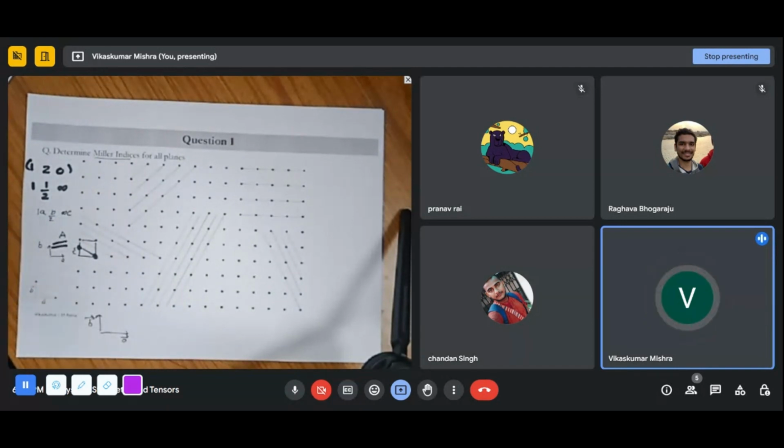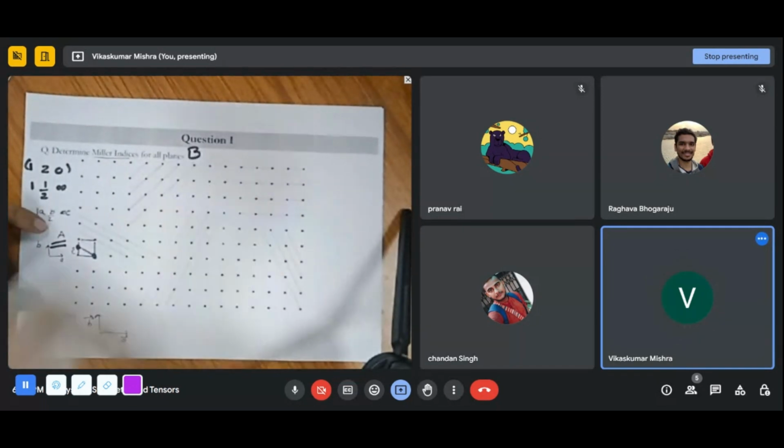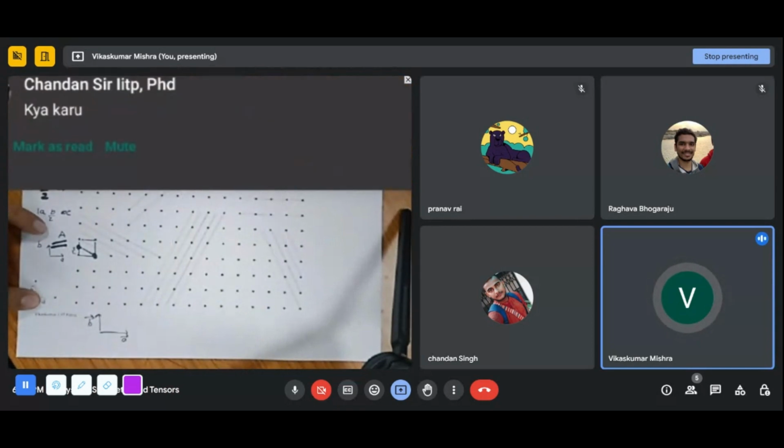Okay, what about this plane? Let us take another plane. Plane B we are talking about.